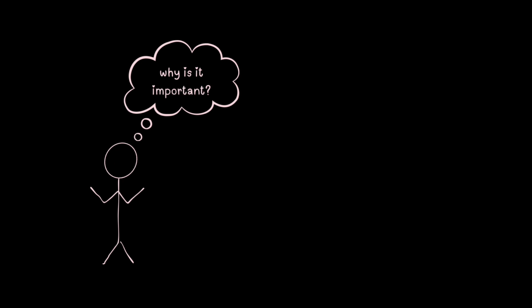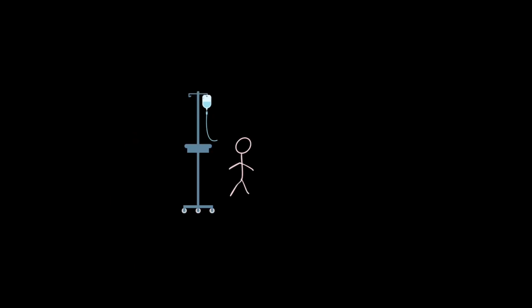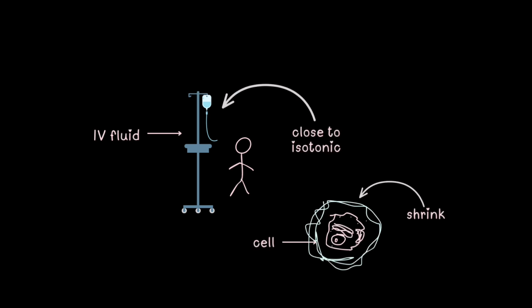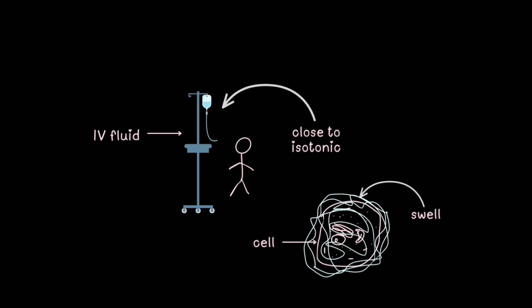Why is this important? Scientists and doctors often try to keep cells in an isotonic environment because cells function best when water and solute levels are balanced. For example, many IV fluids used in hospitals are designed to be close to isotonic so that cells do not shrink or swell. Without this balance, cells could lose too much water and shrink, or gain too much water and swell. So, in an isotonic solution, the cell stays stable and functions normally.